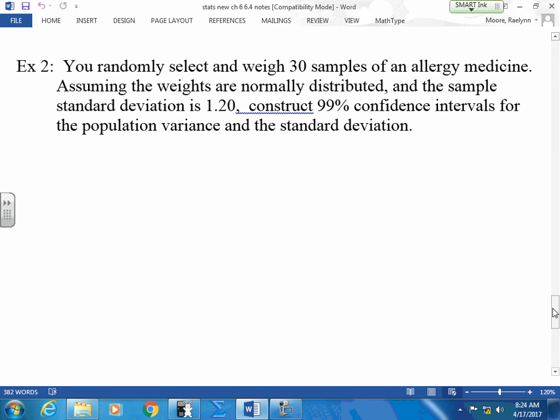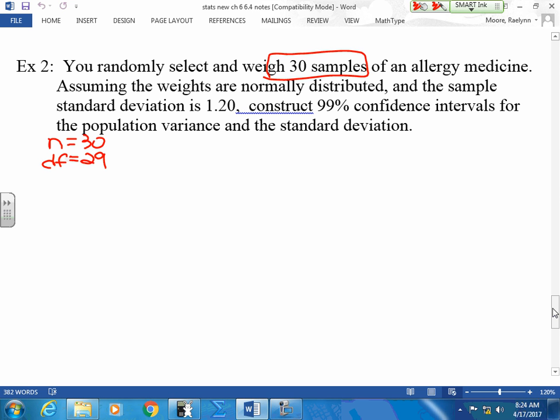Okay, so you randomly select and you weigh 30 samples. What does 30 samples mean? What variable is that? N. So what's my degrees of freedom right away? 29. You randomly select and weigh 30 samples of an allergy medicine.